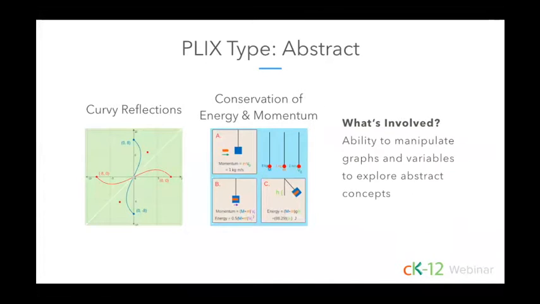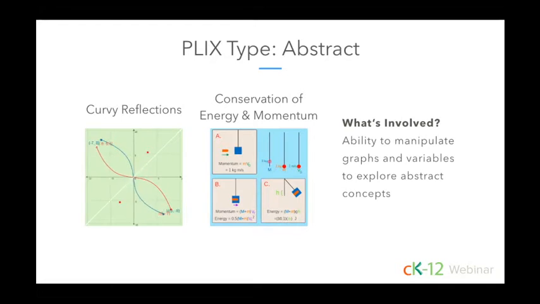The third type of PLIX are abstract PLIX. These are often graph-based PLIX that allow students to manipulate the graphs or change variables and understand properties of some particular concept. In the first one, you see a concept on reflections, the reflection across the line y equals x, and you're manipulating those different functions to see what's happening. In the second one, we're talking about energy and momentum, and you're manipulating different variables to understand how different pieces work together within that system.